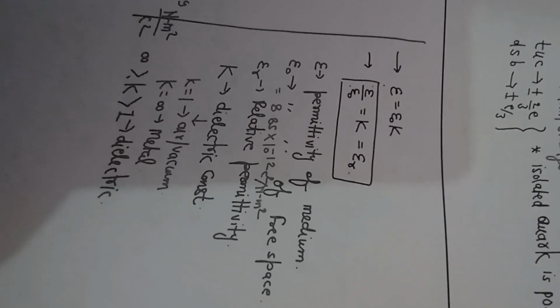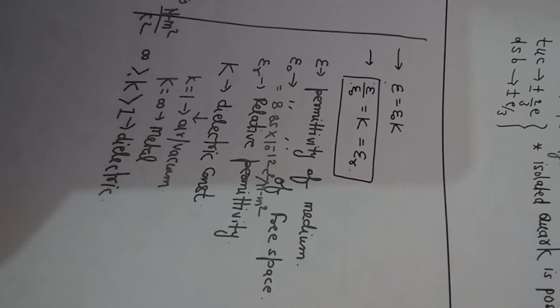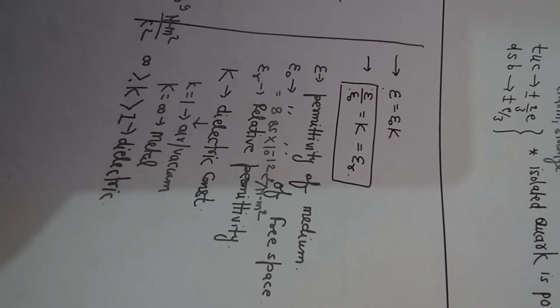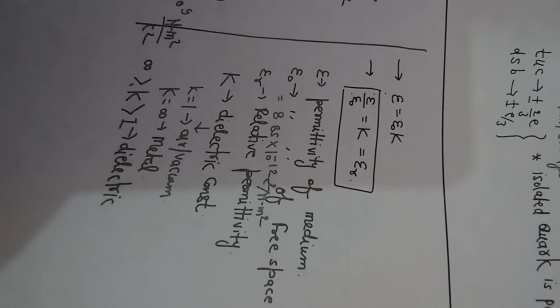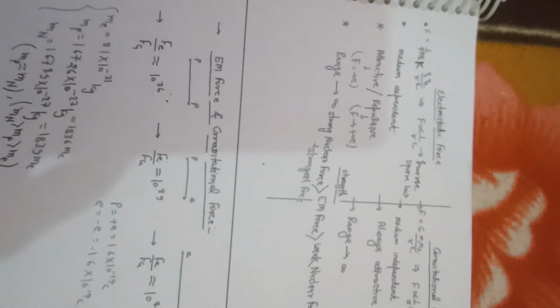K is equal to 1 for air and vacuum. K is equal to infinity for matter. The value of K is less than infinity and greater than 1 for a dielectric. Now I am moving on to another page.